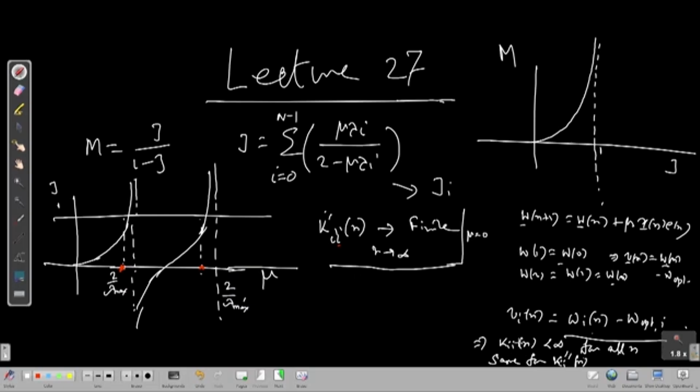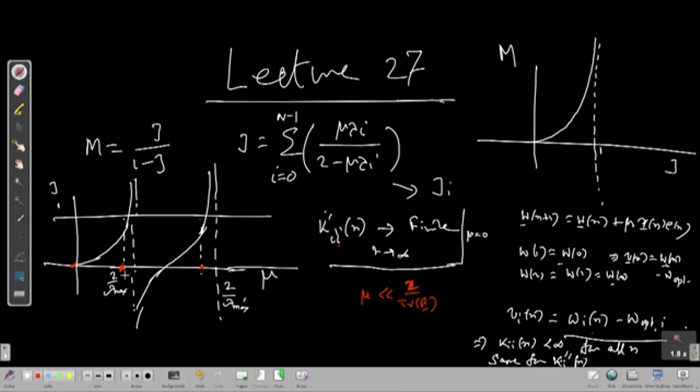That means mu equal to 0 is a point of convergence. And not only that, we have already seen that if mu is much less than 1 by trace R, then the algorithm is stable, M remains finite, and all that we have seen earlier. In fact, you can say mu is much less than 2 by trace R also, that will be fine.